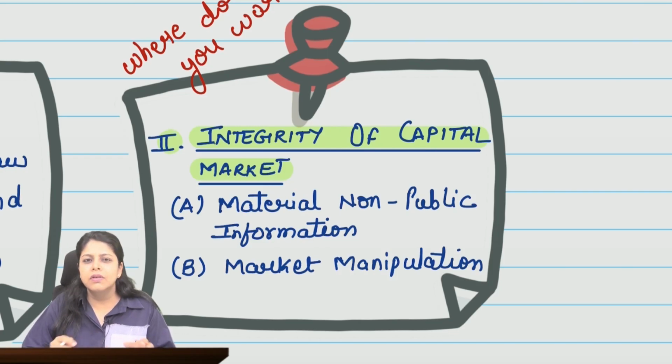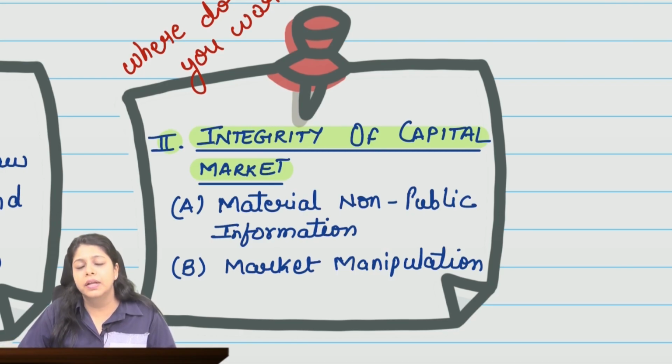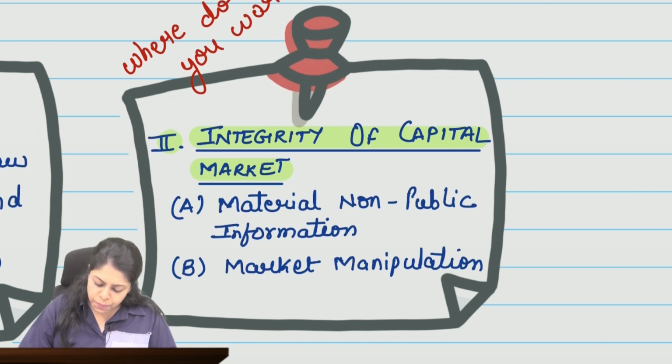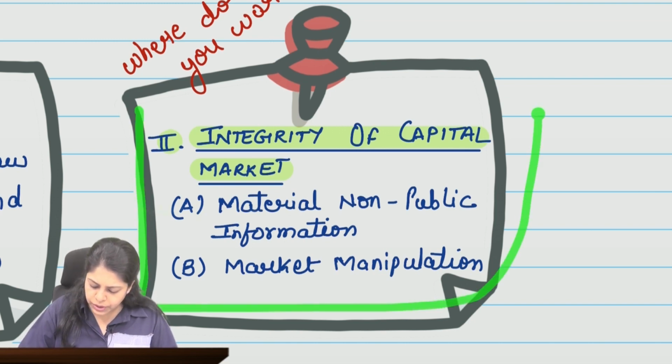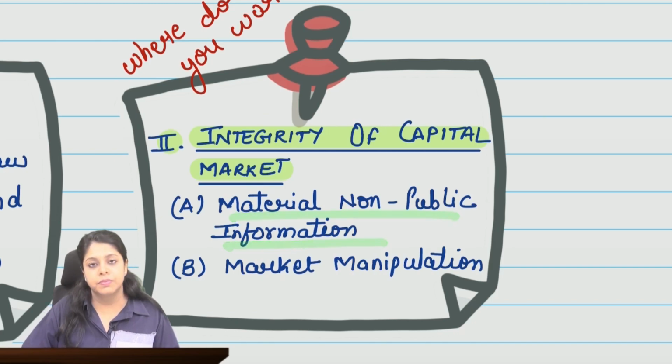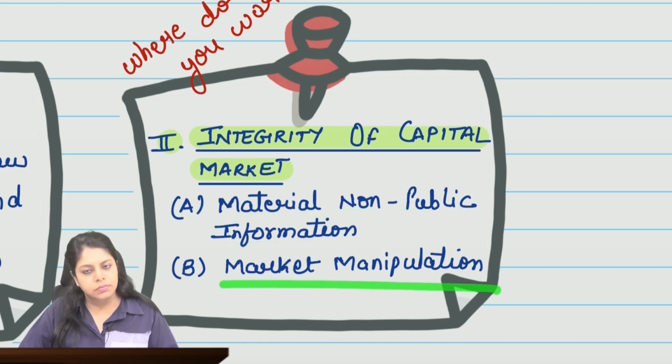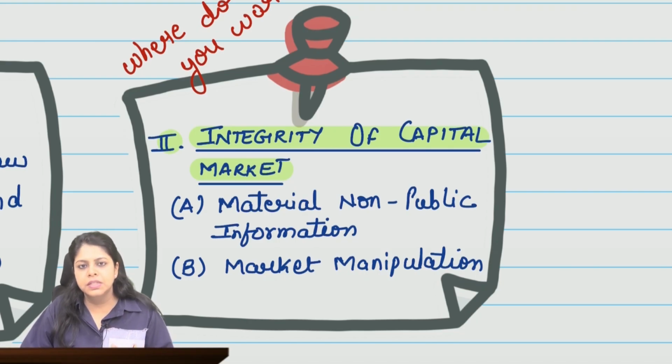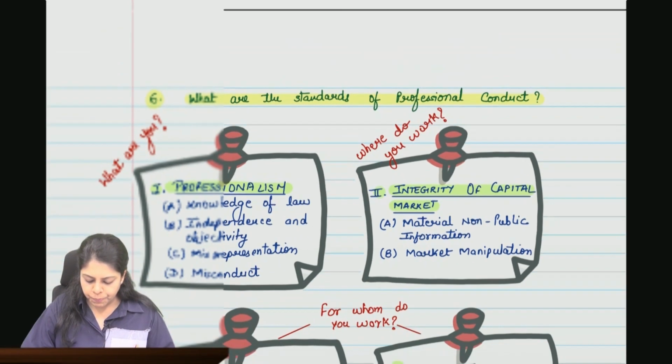This is a very common example of market manipulation. So you must never do any such act. You must never support anybody in doing such acts. So this talks about the integrity of the capital market, that is, not sharing material non-public information and not getting into any activities which lead to market manipulation.